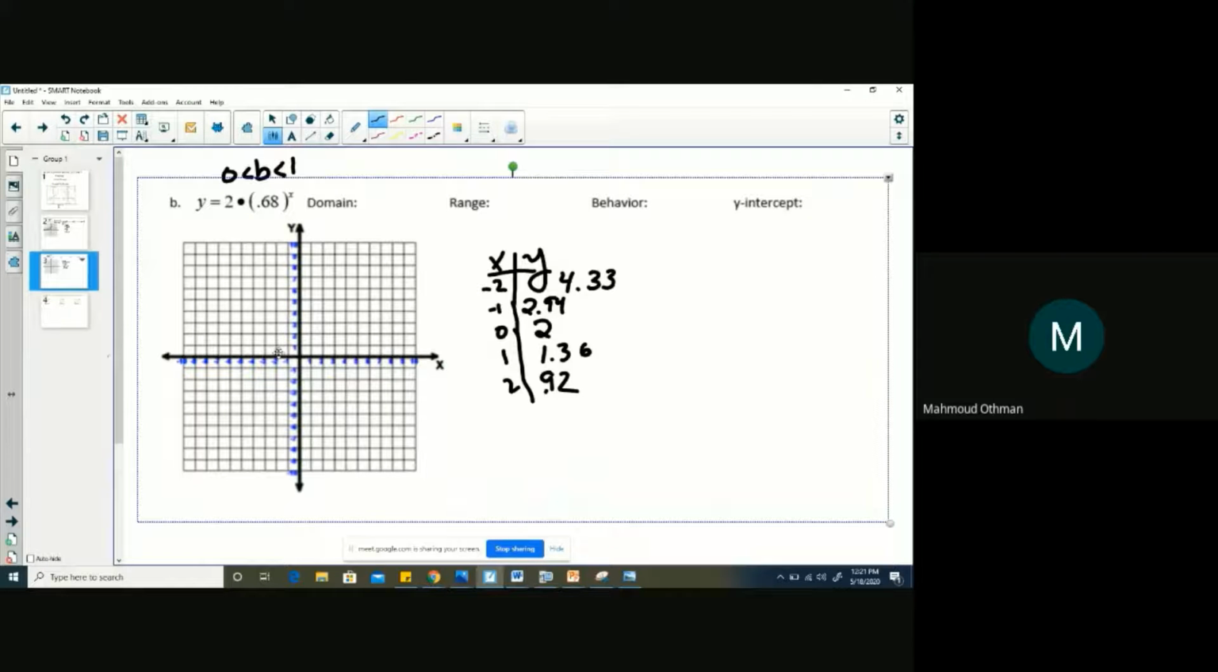Let's take a look at -2, 4 and a third. You know, like right here, -1, 2.94. Out here-ish. 0, 1, about here-ish. And then 2.92 here-ish. And now we connect the dots.